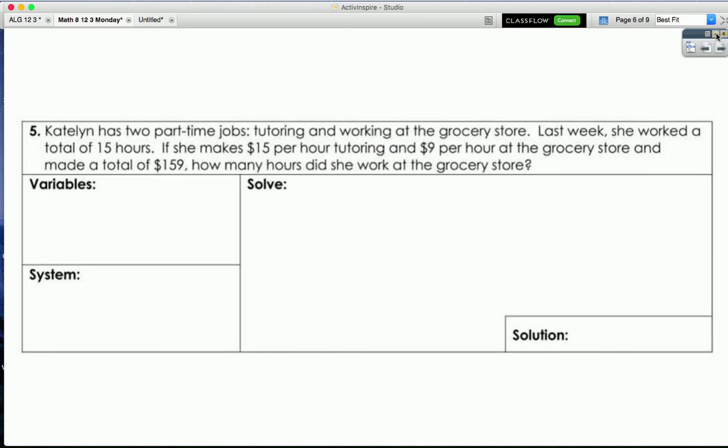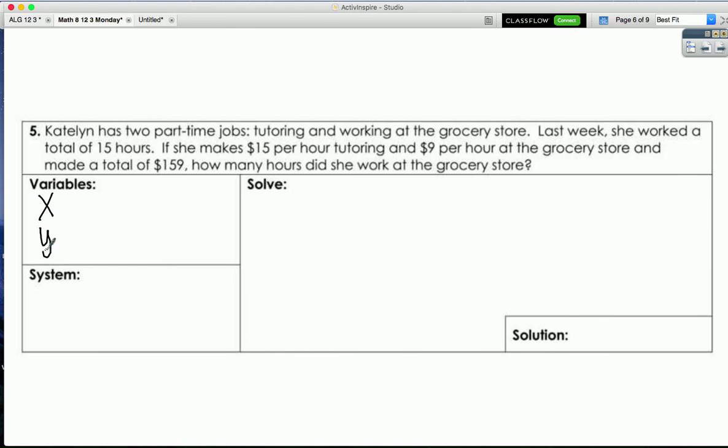All right, question number 5. Caitlin has 2 part-time jobs, tutoring and working at a grocery store. Last week she worked a total of 15 hours. If she makes $15 an hour for tutoring and $9 per hour at the grocery store, and she made a total of $159, how many hours did she work at the grocery store?